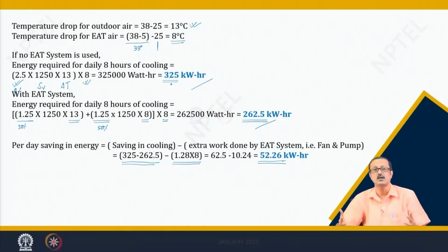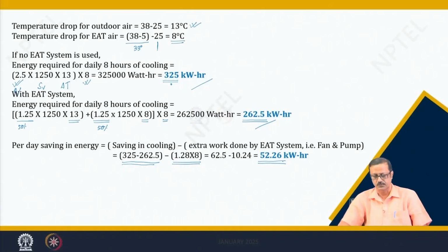So, that is why it is called a low energy cooling system. You are getting the same effect, a 25-degree temperature, but a part of the air is treated through the earth air tube. You are dropping down the temperature by 5 degree. That means you are using some energy for running the fan and the pump, but still you are having 52.26 kilowatt hour of benefit.